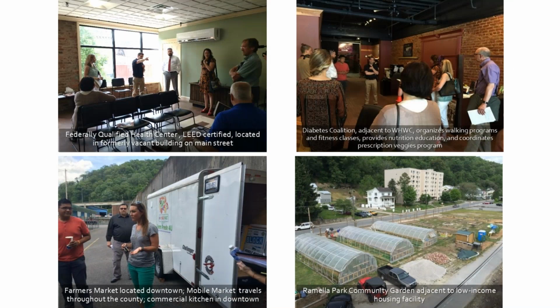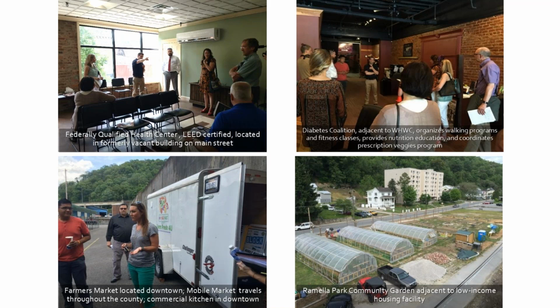You'll see the Williamson Health and Wellness Center clinic up at the upper left-hand corner of your screen. This is the building that was formerly vacant that they renovated and brought up to LEED environmental sustainability standards. It's now a beautiful space. They are next door to a diabetes coalition, which you'll also see here. The Diabetes Coalition is organizing walking programs and fitness classes, providing education around nutrition, and coordinating a prescription vegetables program where patients coming to the clinic can redeem their prescriptions at the downtown farmers market, which you'll see on the bottom left corner of your screen.